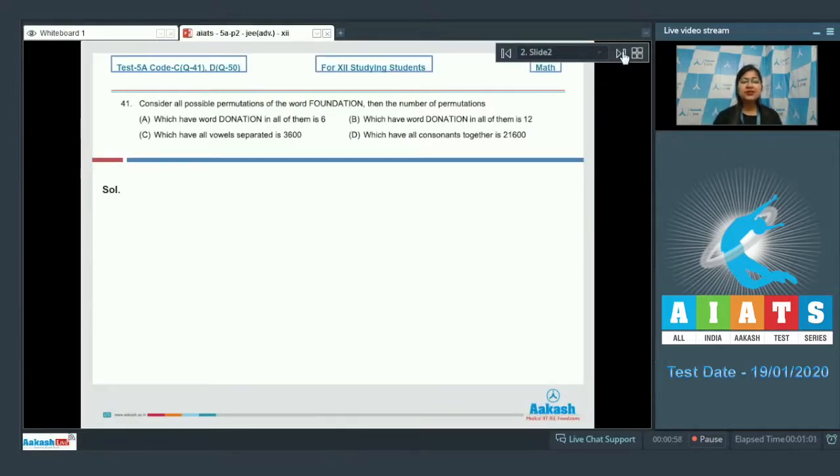It says, consider all possible permutations of the word FOUNDATION, then the number of permutations. Option A says which have the word DONATION in all of them. So we need those permutations in which we have the word DONATION. Now, the given word is FOUNDATION.